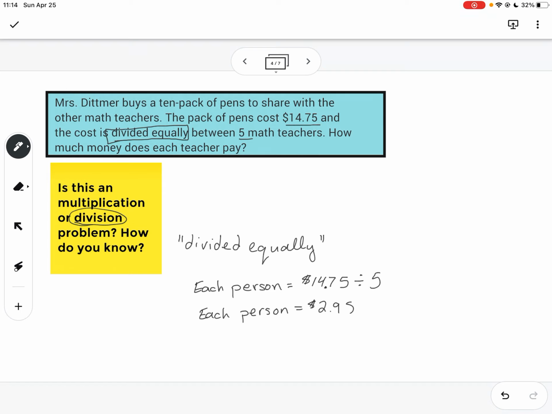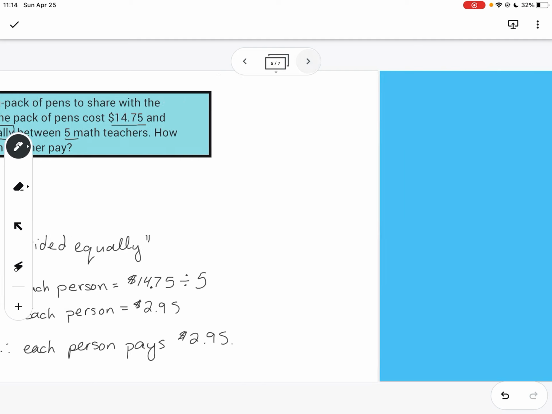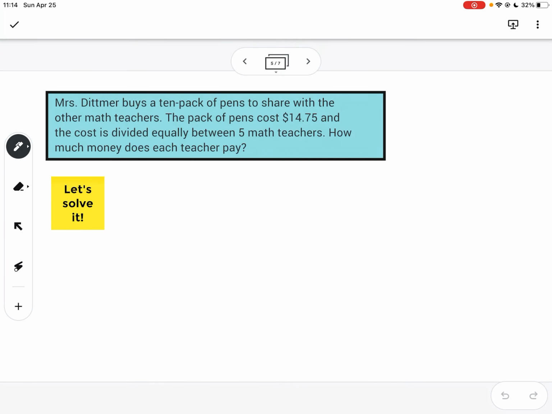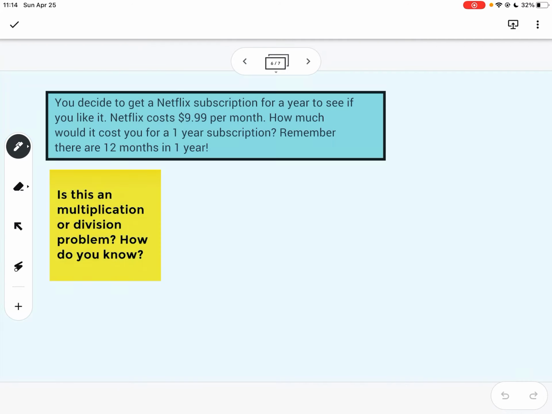Just like the addition and subtraction, I'm going to simplify it or summarize it by writing it in a sentence. So I would say, therefore, each person pays $2.95. And we actually did this. There we go. So see previous. Okay, we solved the problem already.